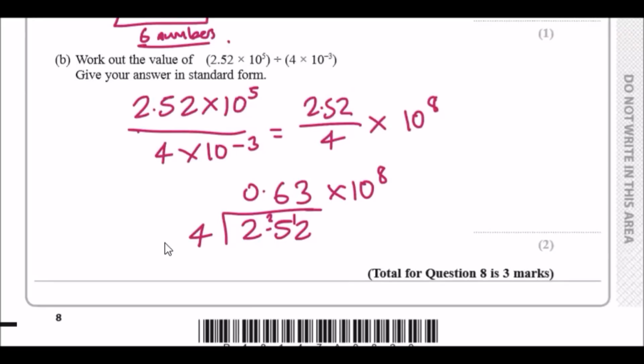Unfortunately, you cannot keep this as your answer because it's not standard form. The unit part here must be between 1 and 9. So we need to shift the decimal place here. The way I see this, if you move the decimal place across, so you expand this number, you must decrease the power. So it'll be 6.3 times 10 to the power 7. Okay, that's really it. That's all you have to do at this stage. Anyway, let's move forward, guys. I think we're good.